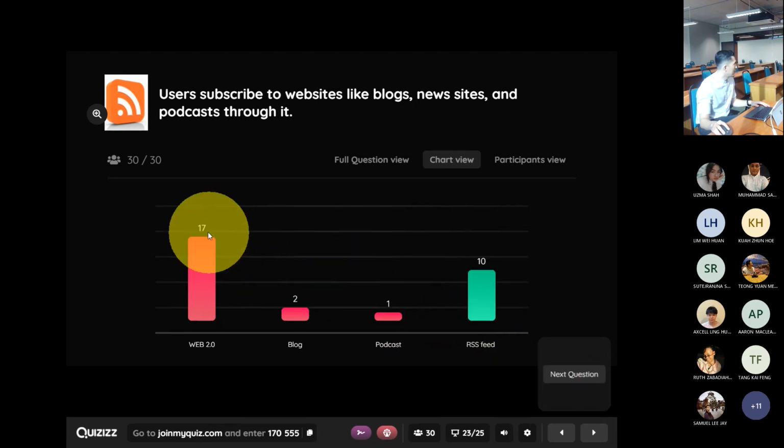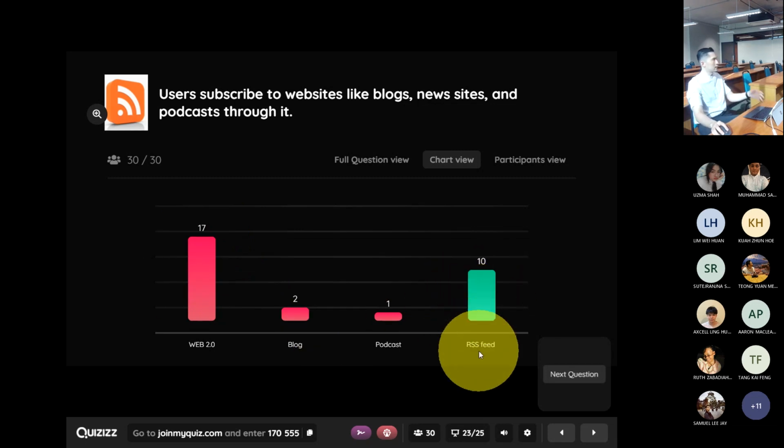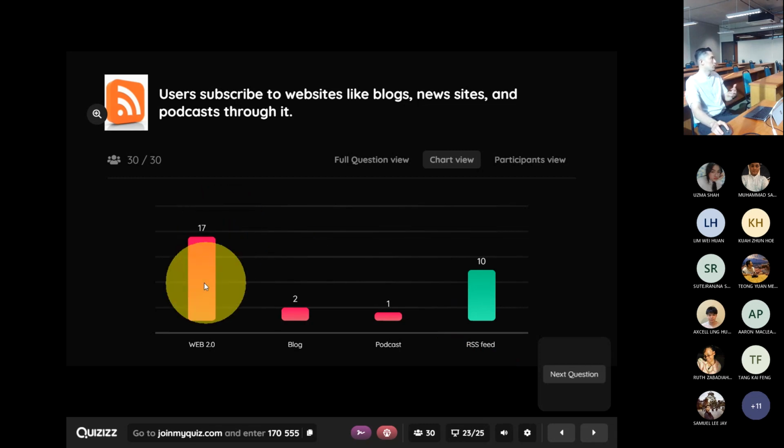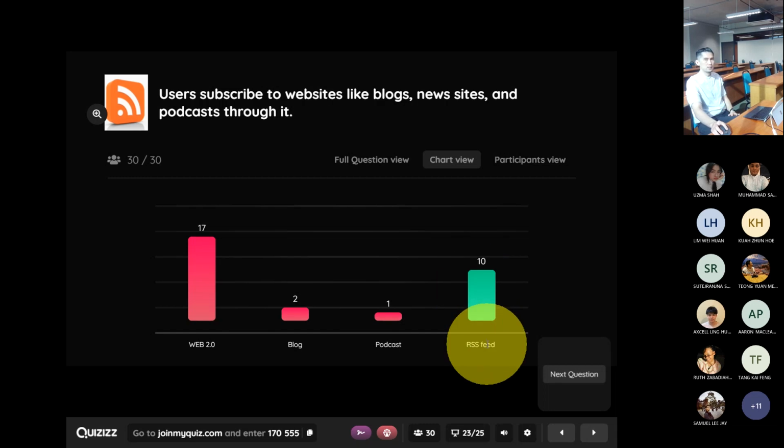All right, so this one is, like I said, if you know, this is a particular term. To be fair, it is one of the applications under Web 2.0. So for those of you who said Web 2.0, you may not be wrong, but the more accurate answer here is RSS feeds.